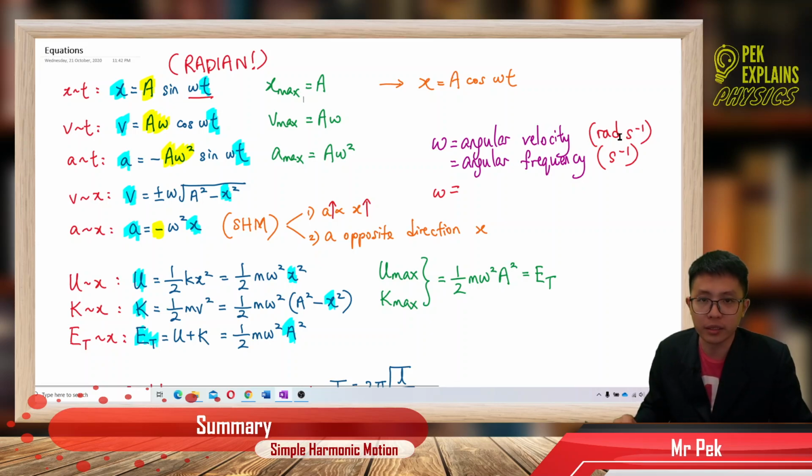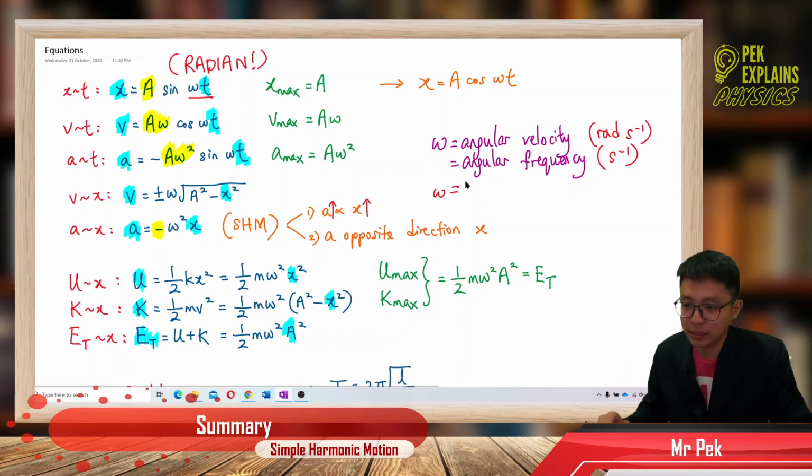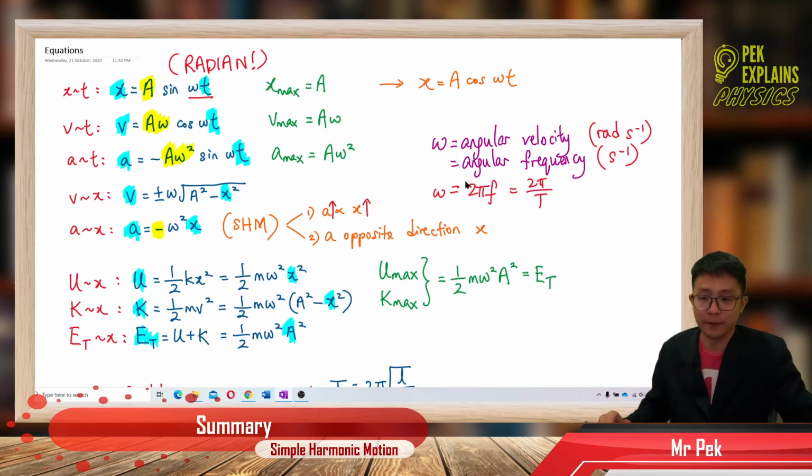because the radian unit sometimes can be ignored. Sometimes we don't write the radian because it's not part of the SI unit, so we just write per second. For frequency, normally we just write per second. Angular frequency is not the same as frequency. Frequency is frequency; angular frequency is omega. Now, one thing is that omega is 2 pi f, or 2 pi over the period, isn't it?